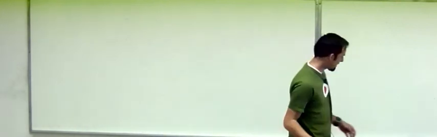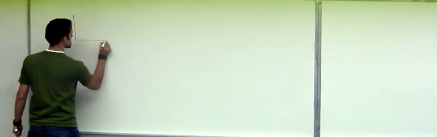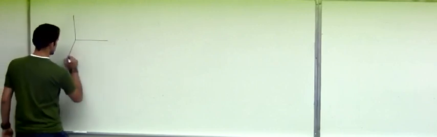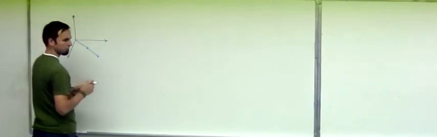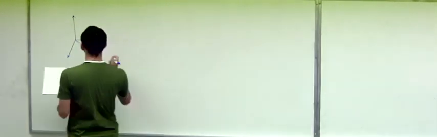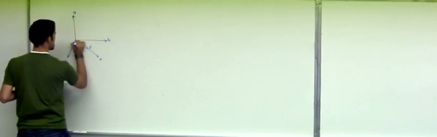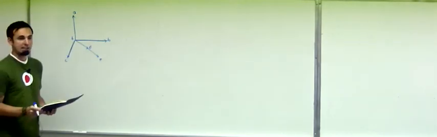Okay, welcome back. So let's go back to these two examples that I talked about last time. Here was my first example that I talked about last time, vector configuration.